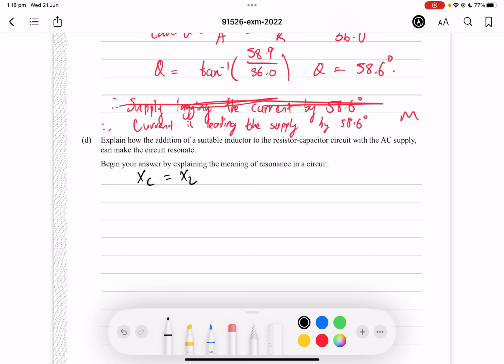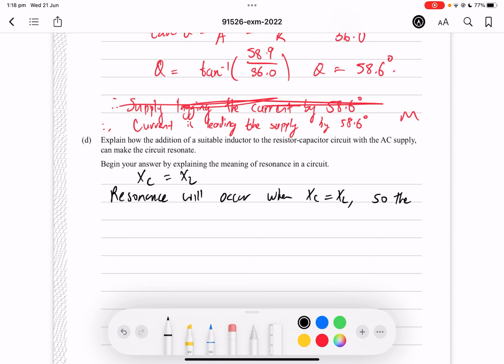So this is when not the capacitance, but the reactance of the capacitor is equal to the reactance of the inductor, and therefore they cancel each other out. Therefore we get the maximum current in the circuit since impedance is at a minimum. In this case, we just say that resonance will occur when XC equals XL.